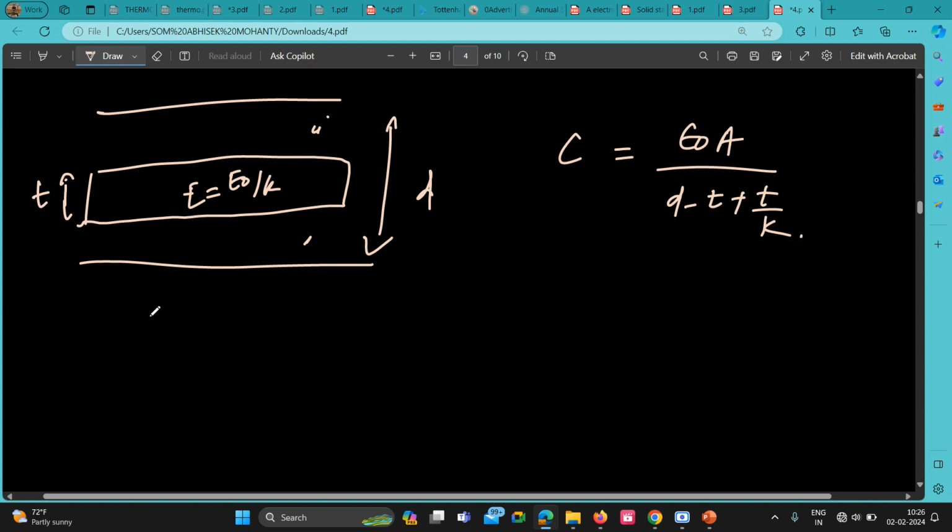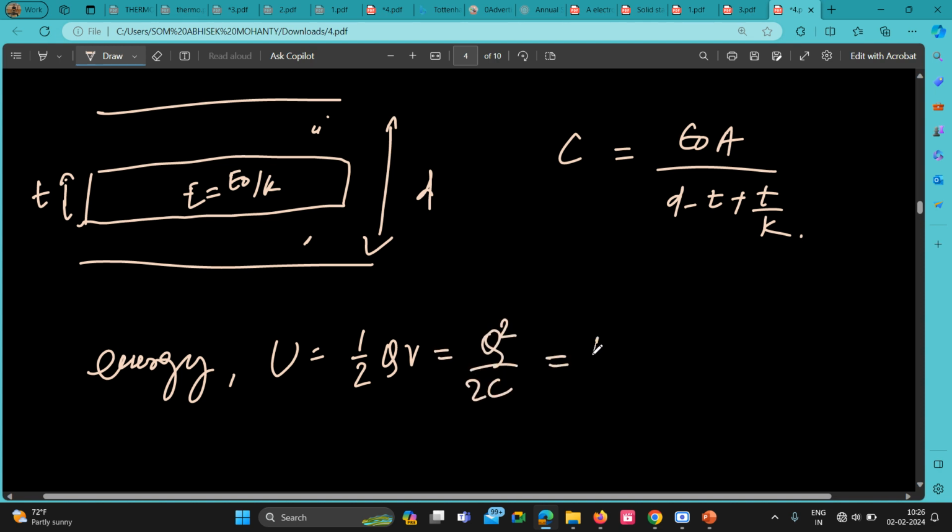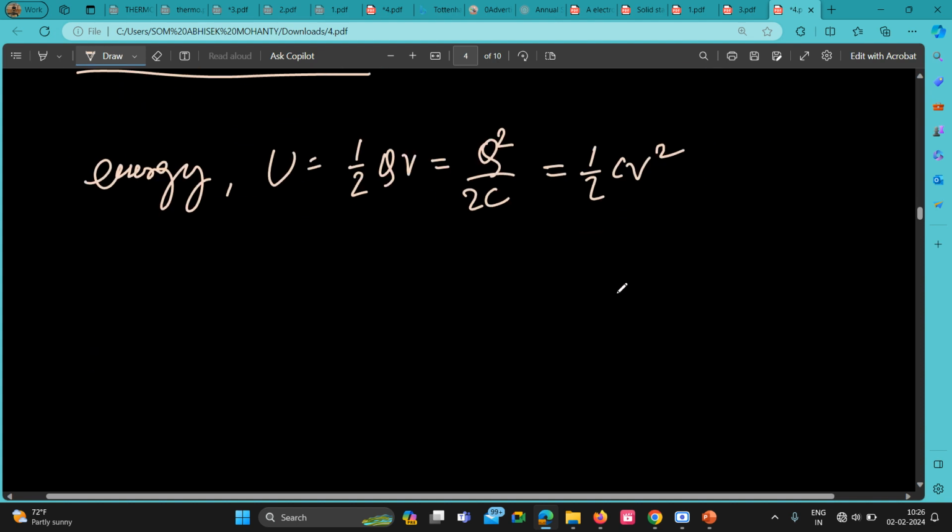Energy of capacitor. What is the energy? U is equal to half Q V. It can also be written as Q square by 2C, or half C V square. Is that alright? Now let's come to method of images.